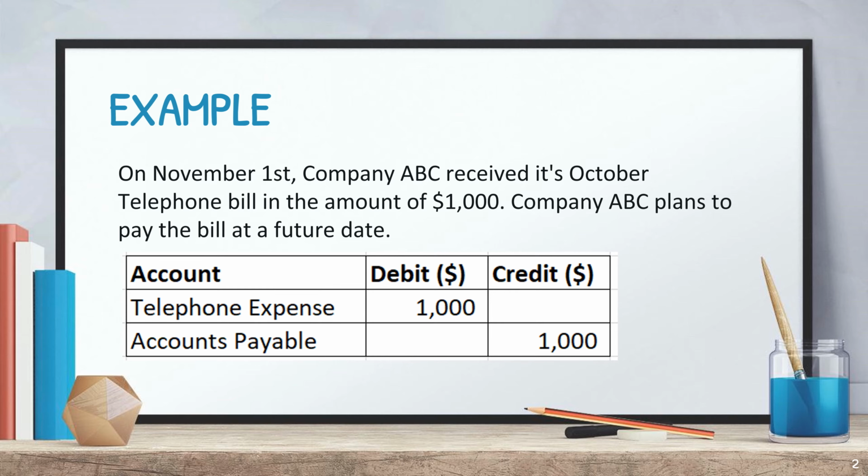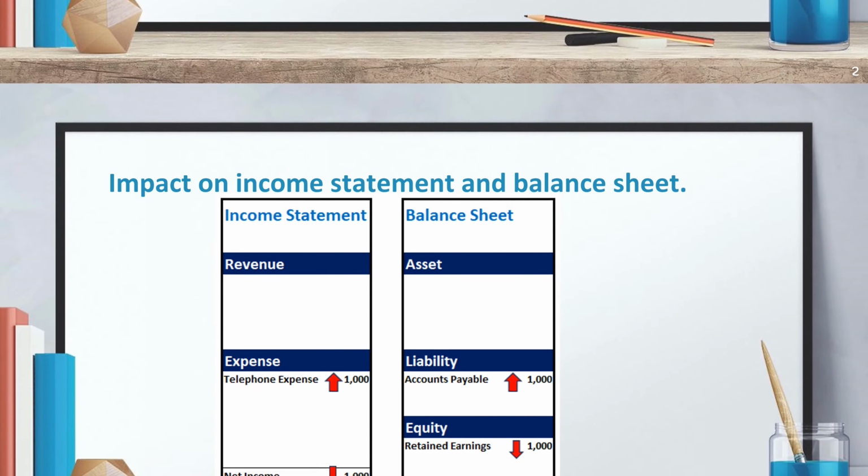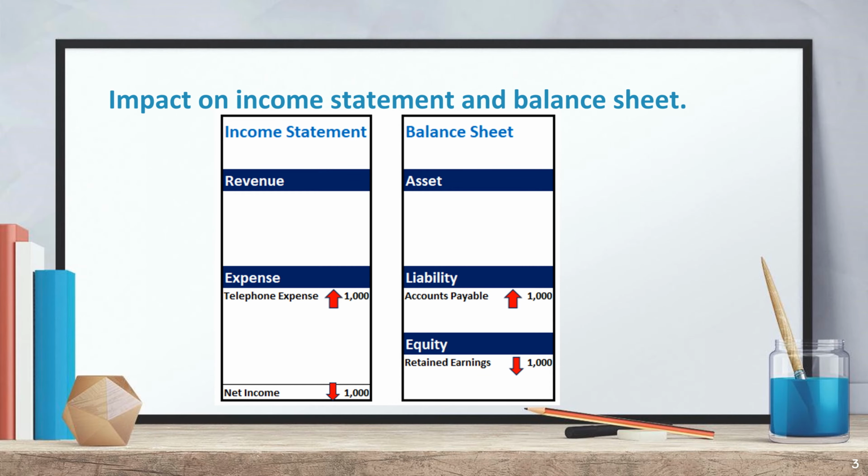By recording this journal entry, we are essentially acknowledging the incurrence of the telephone expense, while also creating a liability in the form of an accounts payable. Let's now explore the impact of this transaction on the balance sheet and income statement.